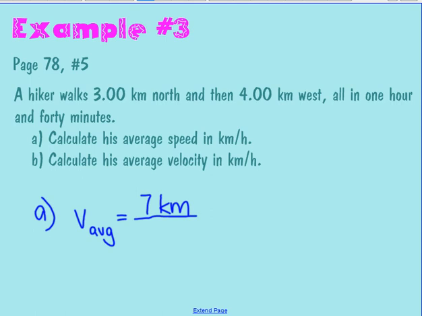1 hour and 40 minutes is 1 hour and then 2/3 of an hour. That's 40 minutes. If I do 40 over 60, I can reduce that to 2/3. I'll write that in my equation as 1.67 hours. Dividing 7 by 1.67 gives me an average speed of 4.19 kilometers per hour. And I apologize, I misspoke earlier: that's average speed, not average velocity.